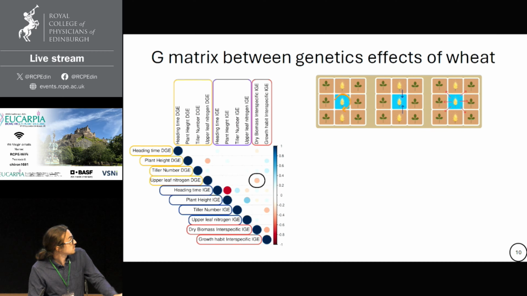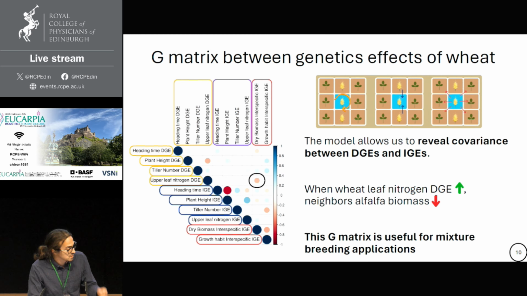So here is a representation of the G matrix. And here in yellow, you still have the DGE. In blue, you still have the intraspecific IGE. But here in red, it's the effect of the wheat on the alfalfa, not the effect of the alfalfa on the wheat. And so here you can see that there is a point that is surrounded that corresponds to a negative correlation. It's just an example: when the wheat leaf nitrogen DGE increases, there is a signal on the neighbor alfalfa biomass. So for me, it's a clear signal that it's probably competition for resources.